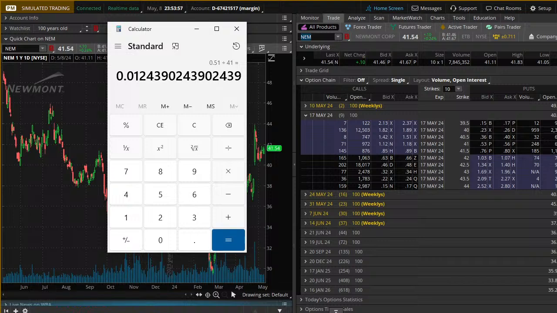All right, and we haven't even looked at the chart yet. So the 42s look good, the 41.50s look good, the 41s look good. All three of them look good. All right, so let's go and take a look at the chart.